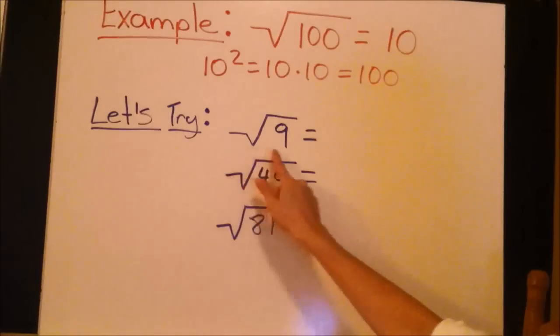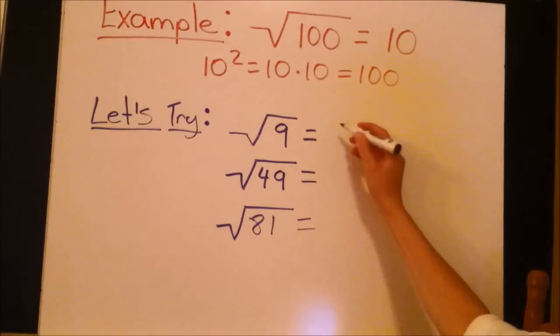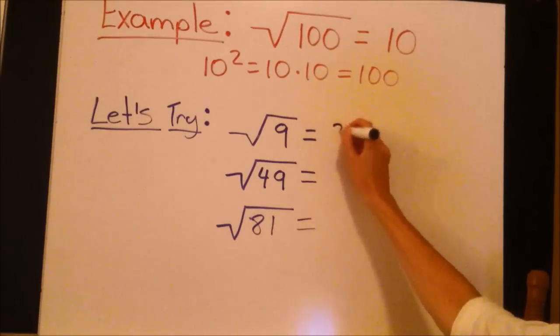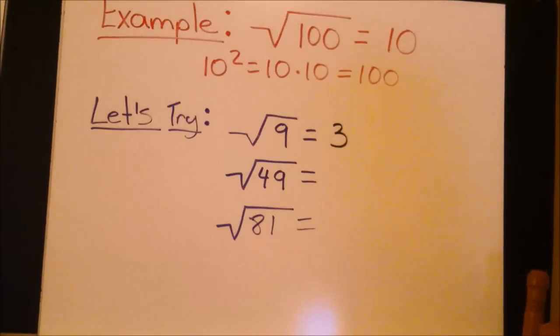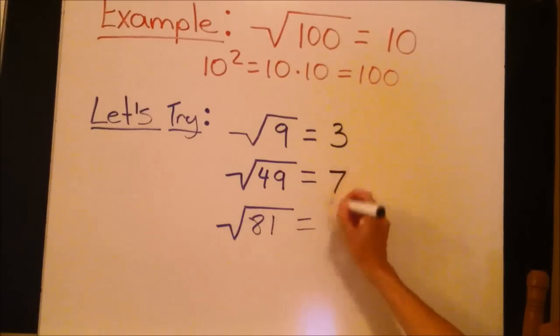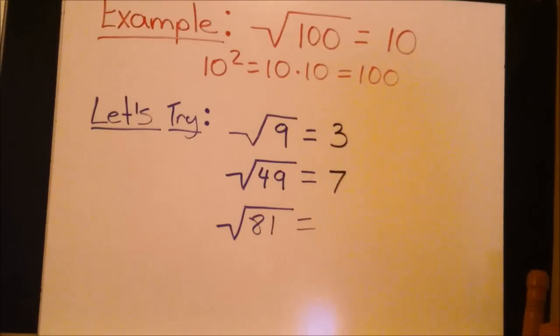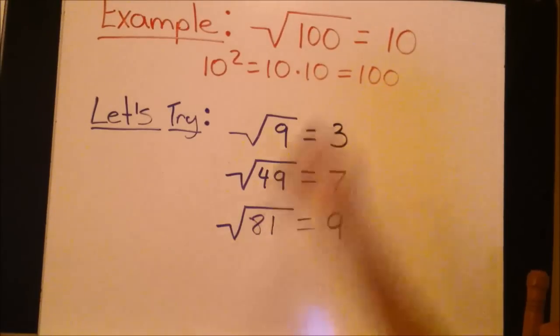Let's try some. What is the square root of 9? What number multiplied by itself will give you 9? Well, 3. Because 3 squared, or 3 times 3, equals 9. Square root of 49, 7 is the square root, because 7 times 7 is 49. The square root of 81, 9, is the square root of 81 because 9 times 9 equals 81.